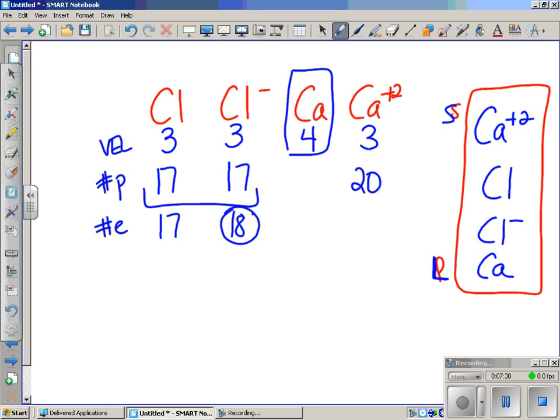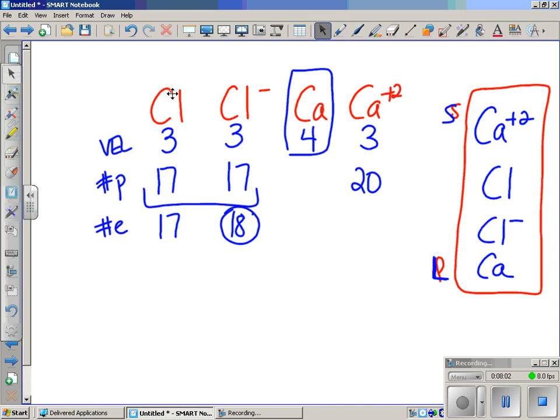So the biggest one was calcium because it was fourth energy level. The next biggest one was chlorine -1 because it had the fewest protons, which made it bigger than calcium with a +2, and the most electrons. So you're going to get the most electron-electron repulsion without as much pulling in from the nucleus. Then we have chlorine with 17 protons, and then calcium with 20 protons.